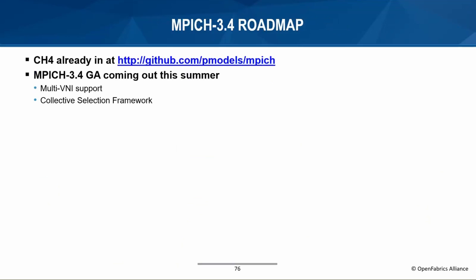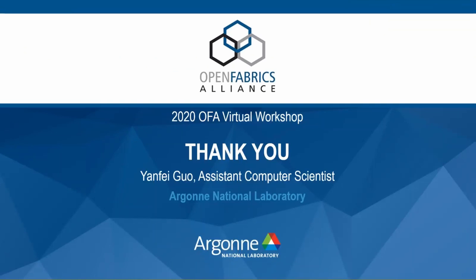That is roughly the major feature set that we're going to introduce in MPICH 3.4. The GA release is going to come out this summer. Right now the multi-VNI and collectives are already merged in there. The only big piece that still needs some work is the GPU support, but we should be able to make the release on time. I think that's all the slides I have. Thanks everyone. I can take questions.